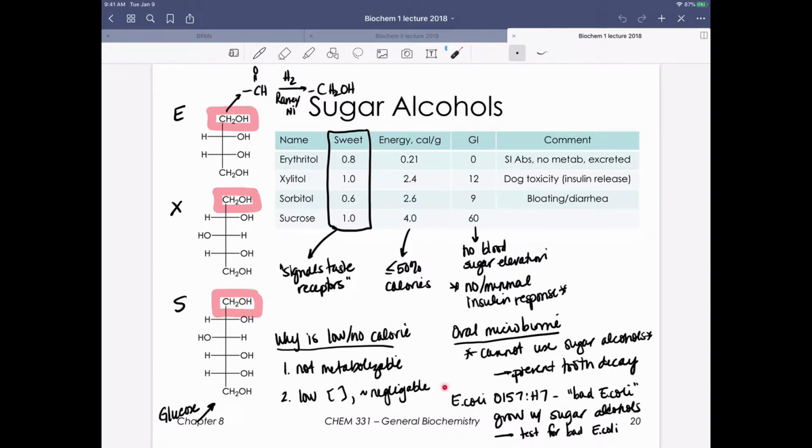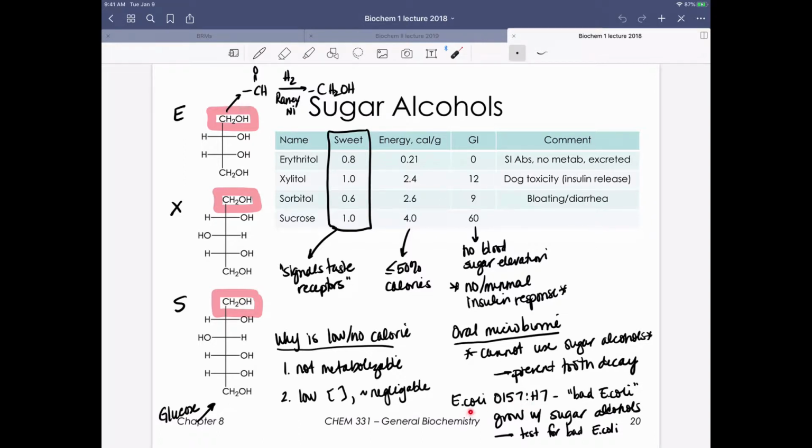The last thing, I'll just comment here, I'm not going to say too much about it. Some of these sugar alcohols are found in a lot of chewing gums, and that's interesting because your oral microbiome, the bacteria that live there, cannot use sugar alcohols for fuel, and so this actually helps prevent their growth, and so it prevents tooth decay in that regard.